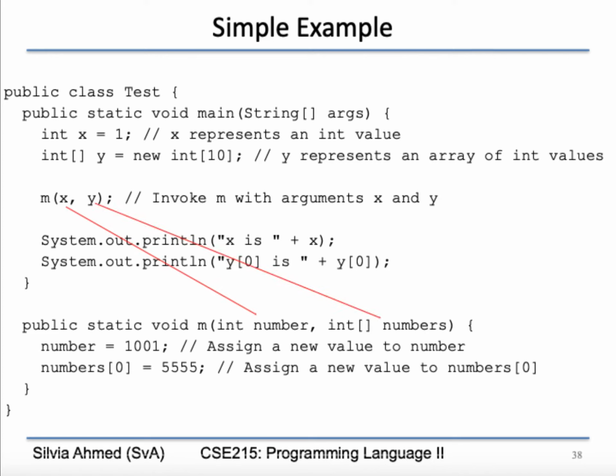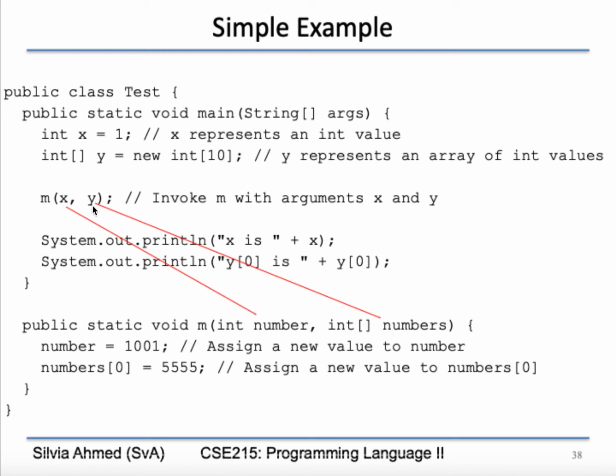When we change the contents of number here, it has no effect on x, because the value of x was copied and passed here. So when we change number, the original x remains unchanged. When we want to print x, the output becomes x is 1.